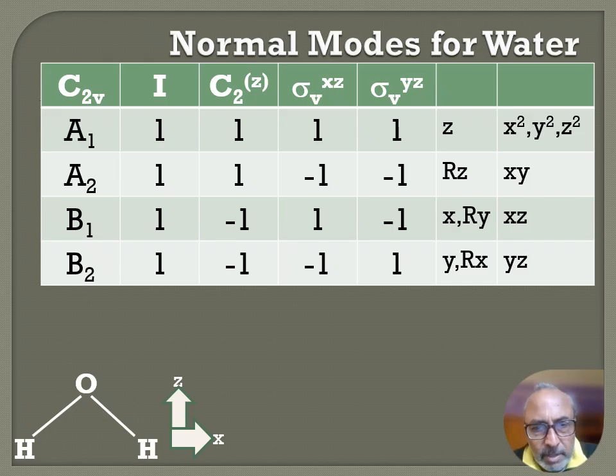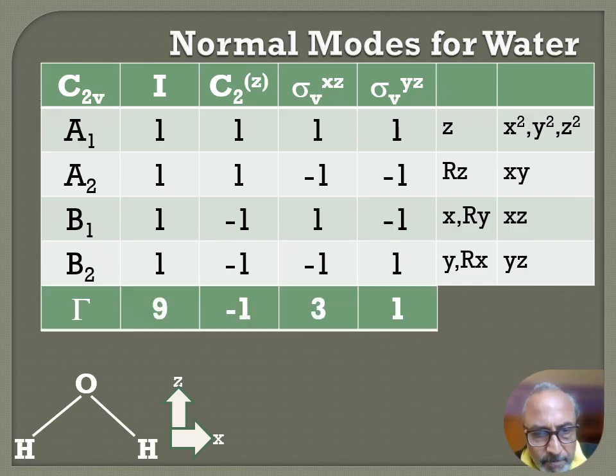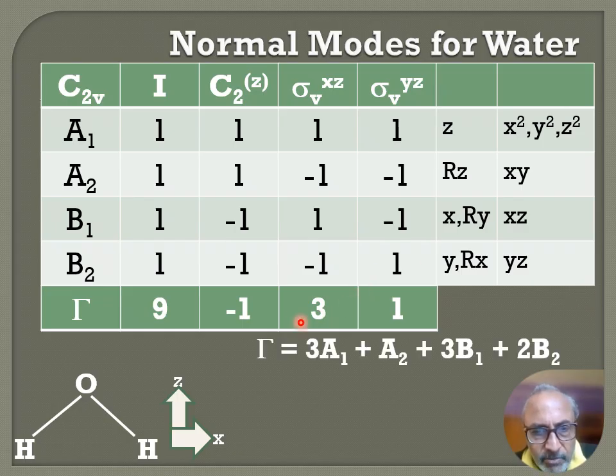So the reducible representation for the normal modes of water has the characters 9, -1, 3, and 1, and we can verify that this gamma is equal to 3a1 plus a2 plus 3b1 plus 2b2. The formal way to obtain this is by using the great orthogonality theorem.